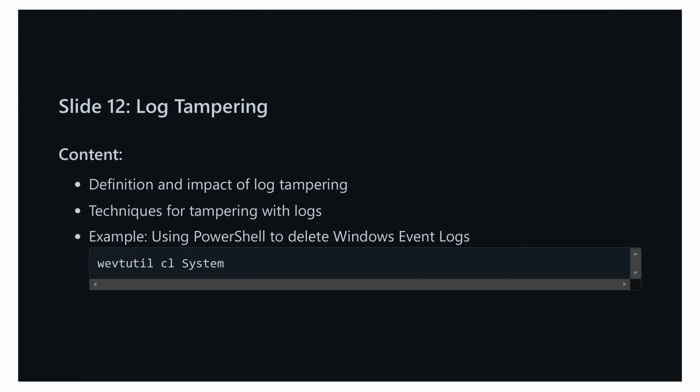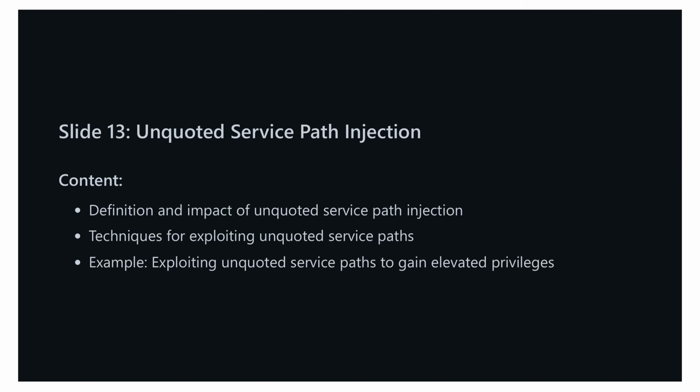Next, we will explore unquoted service path injection, a vulnerability that can be exploited to gain elevated privileges within a system. Slide 13, unquoted service path injection. Unquoted service path injection is a common security vulnerability that occurs when a service executable's path is not enclosed in quotes and contains spaces. This allows an attacker to exploit this misconfiguration to execute arbitrary code.